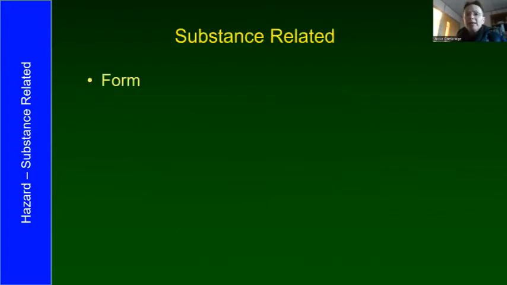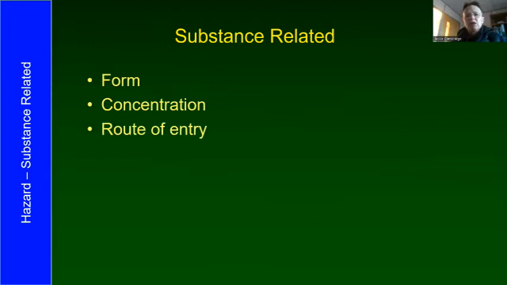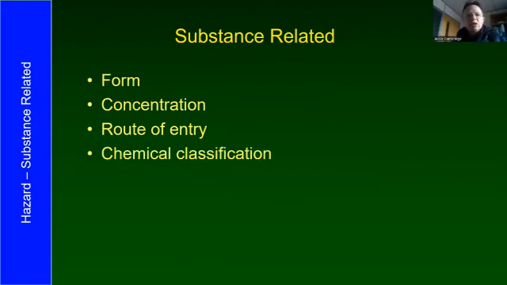Substance then. So what is the substance? What's its form? Is it a gas, a vapor? Does it change form? What's the concentration of the substance? Because if it's more concentrated, it's going to be higher risk. If we know the form, we then can work out what's the route of entry. How's it going to get in the human body? Because if it's a gas or a vapor, we're going to breathe it in. If it's a liquid, it might splash onto our skin. What's the classification? Is it an irritant? Is it toxic? Is it corrosive? These are all things that we want to know.